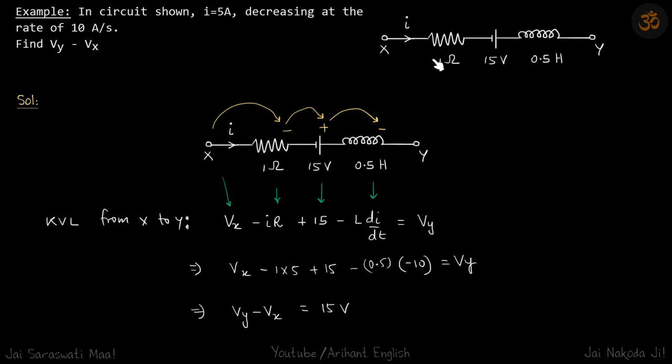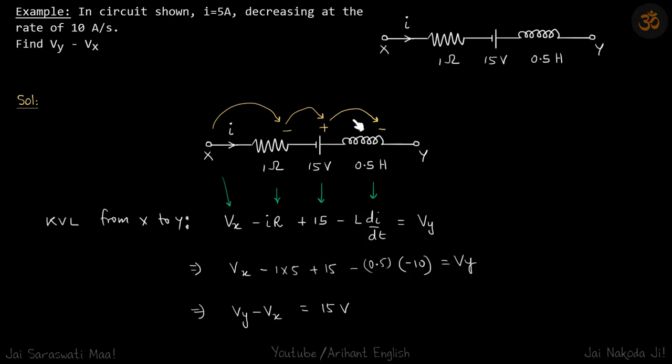In the circuit shown, I is equal to 5 ampere and it is decreasing at the rate of 10 ampere per second. We need to find Vy minus Vx. So we have a resistor here, a battery here, and a coil here with inductance 0.5 Henry. And we need to find Vy minus Vx.